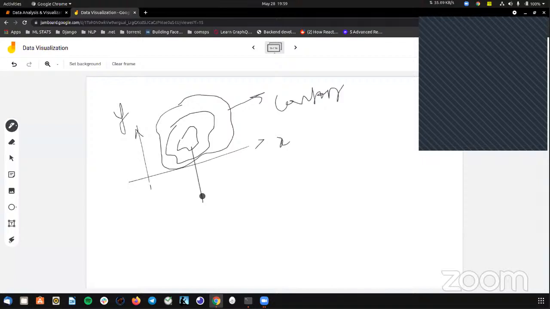The more central tendency it has, the more data points it will hold within itself. The farther it gets from the central tendency, the fewer points it will have. All right. So how many of you got the contour plots? Is there anyone who couldn't understand? Sir, can you please explain again from the start? I didn't get it exactly. Okay, sure.